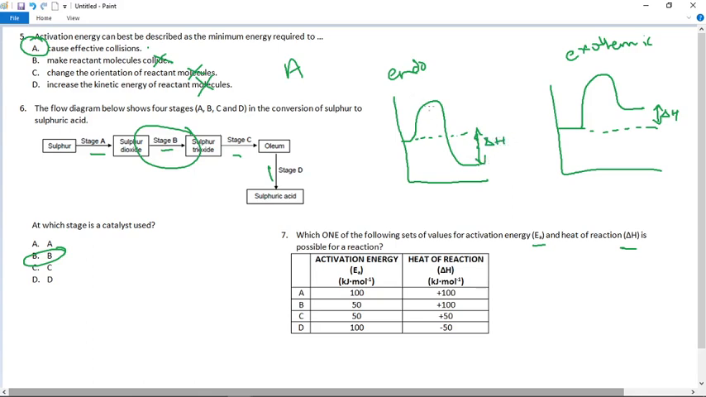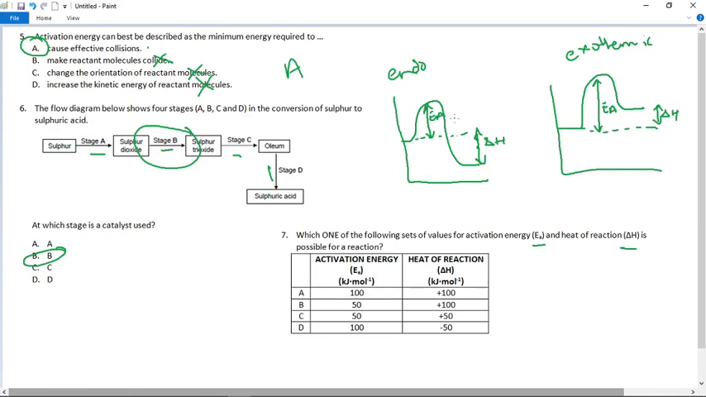And where does the activation energy belong? The activation energy belongs from the reactants to the peak. Okay, activation energy always goes from the energy of the reactants to the top of the hill. So if we have a look at these values, the activation energy always has to be positive.